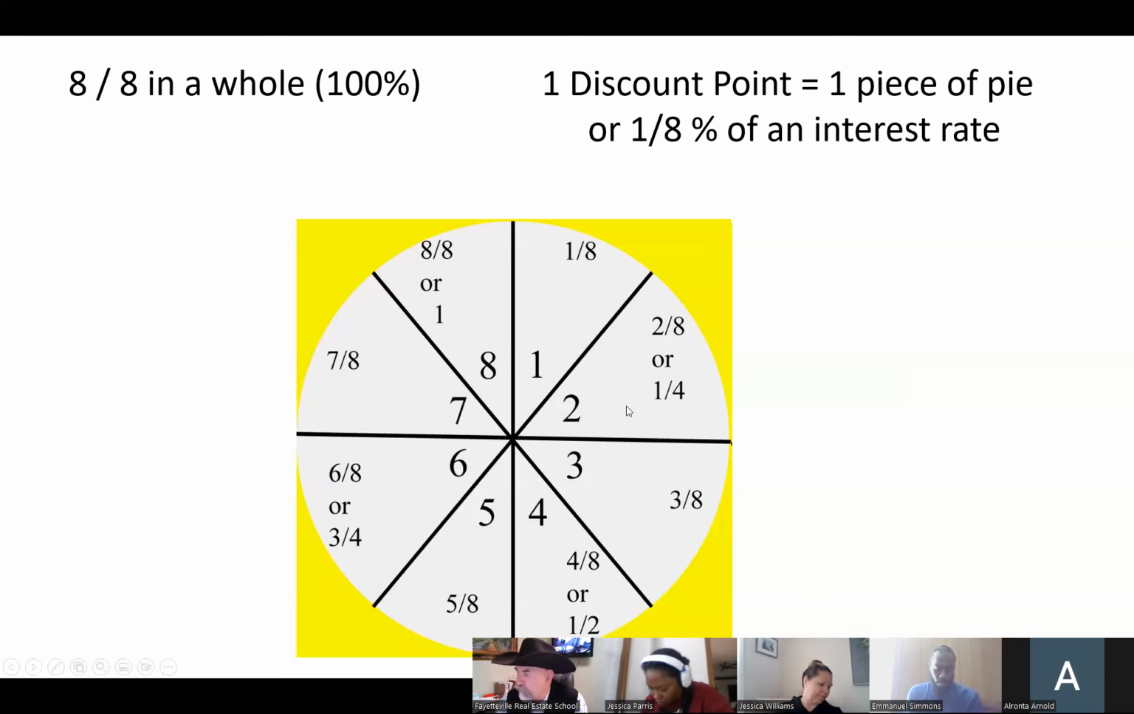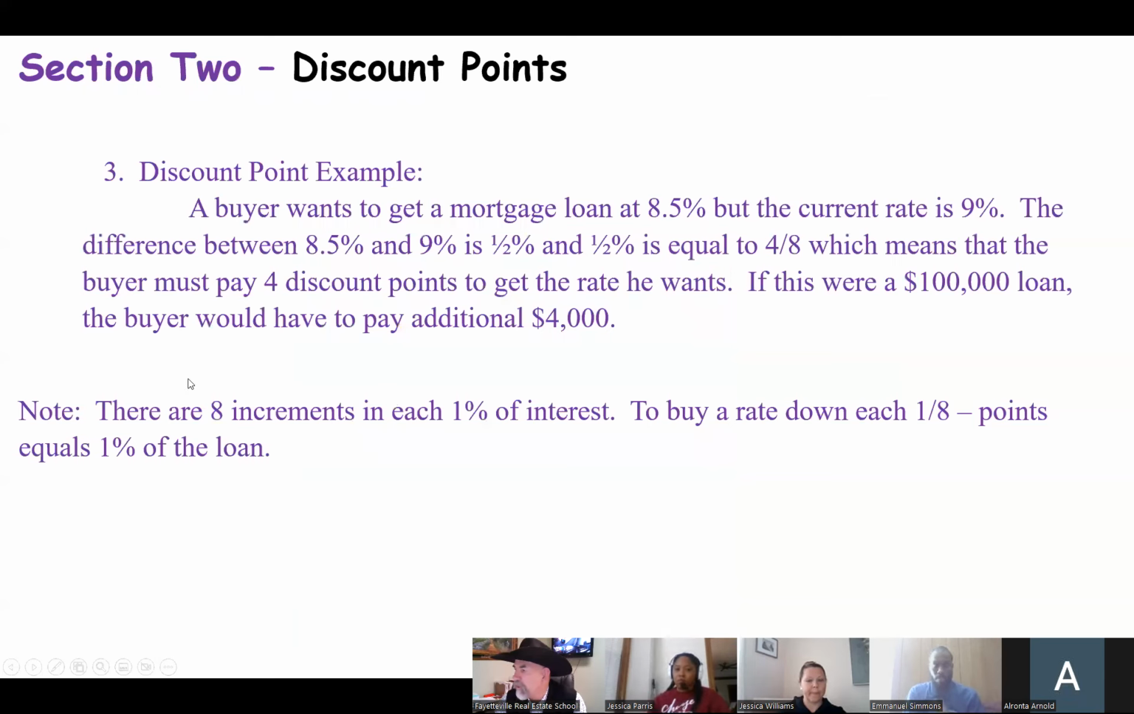You need to know how to reduce your fractions down. Let's look at a better example right here. This is what the buyer wants to do. The current rate is 9% interest rate. That's the current rate that the lender is offering on a loan. The borrower wants an 8.5% interest rate. In other words, he wants a lower interest rate than what the bank is offering.